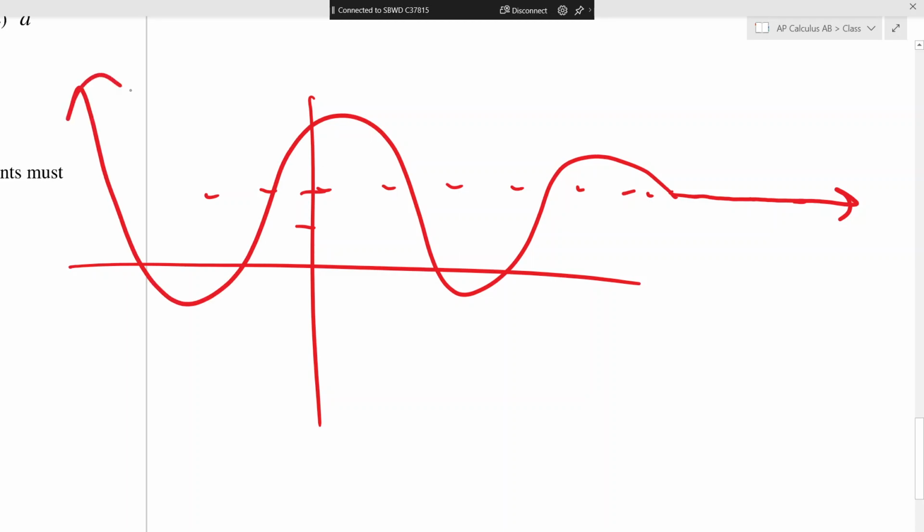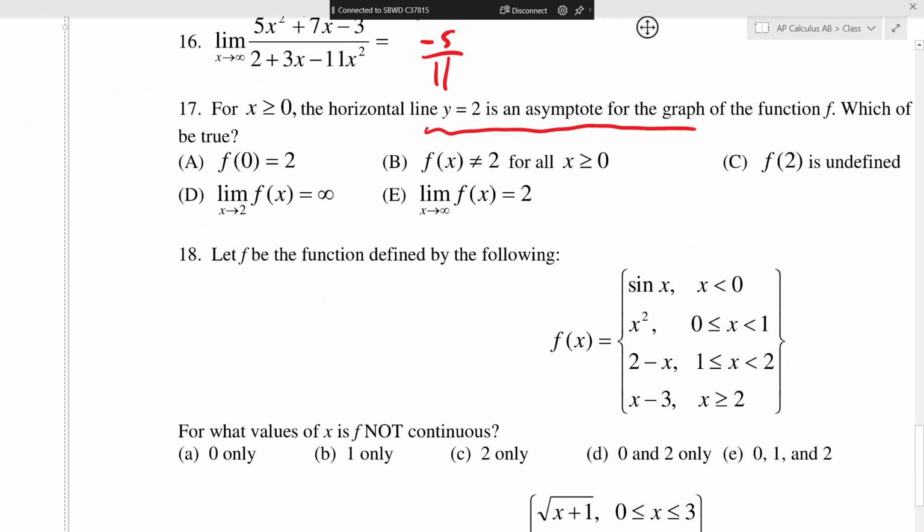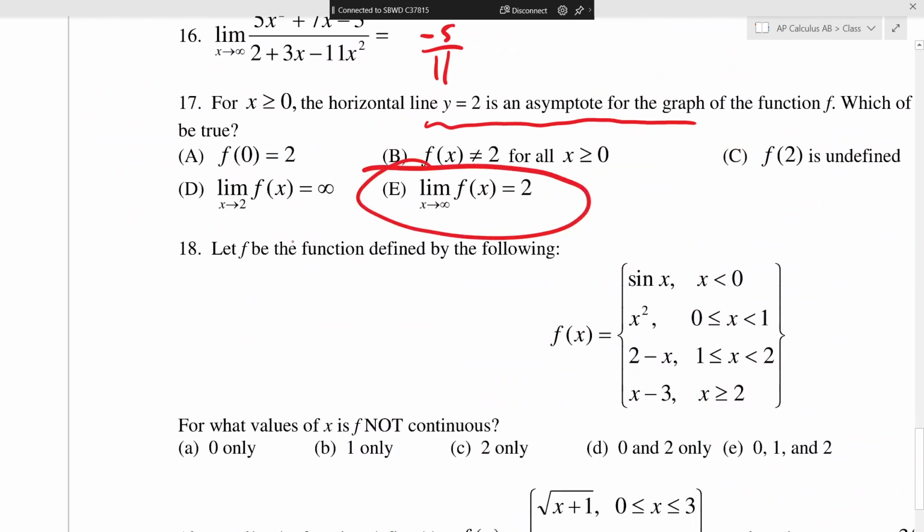All right? But what it means is this. As x gets bigger and bigger, we could even say as x goes to infinity, f of x goes to 2. And I know you've seen that notation before. You've done that back in Algebra 2 and pre-calculus. That's called end behavior. Okay? As x goes to infinity, f of x goes to 2. And that is exactly what this says. I think a very common wrong answer to choose is B, because it says, hey, it's an asymptote, so f of x can't equal 2. And again, that is not correct.